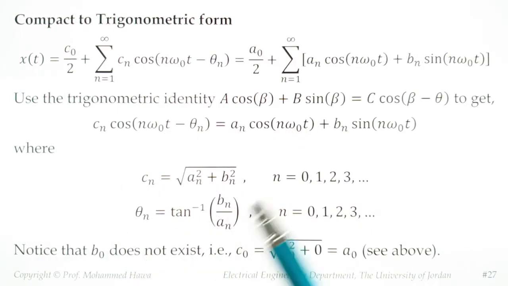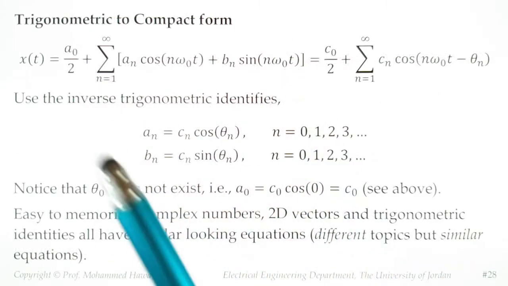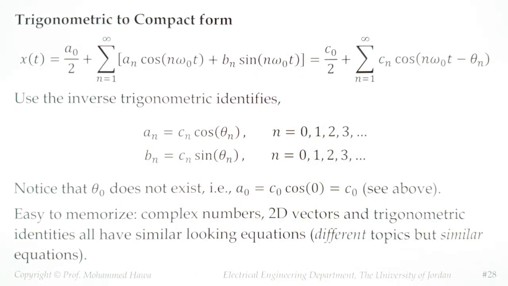And I hope that those equations are very easy to memorize, very easy to remember, because you have already seen them in other topics, like when we talked about complex numbers and we converted complex numbers from rectangular form to polar form or from polar form to rectangular form. You've seen similar equations. When you dealt with vectors, they are similar equations to the trigonometric identities. I know we are talking about different topics here, but the nice thing is that they have similar equations. Once you memorize the equation, it shows up in different contexts. It makes it easier to remember.